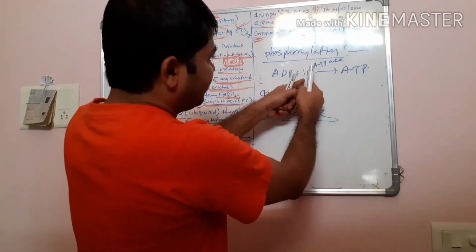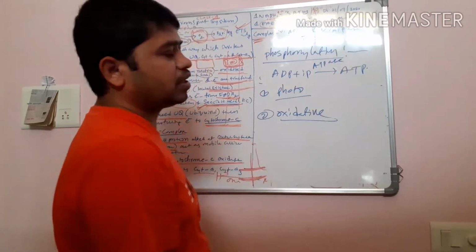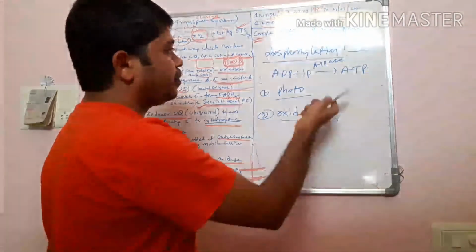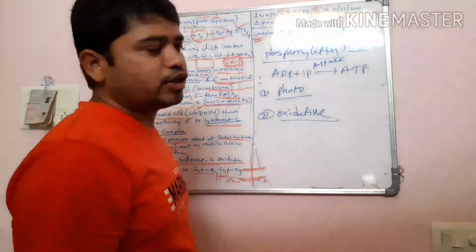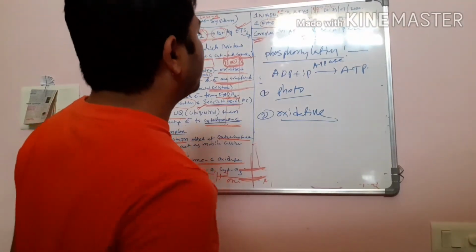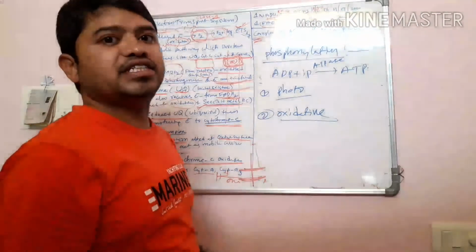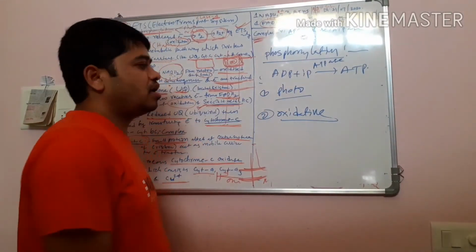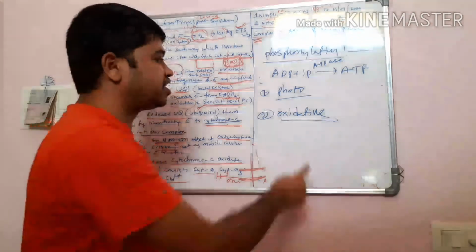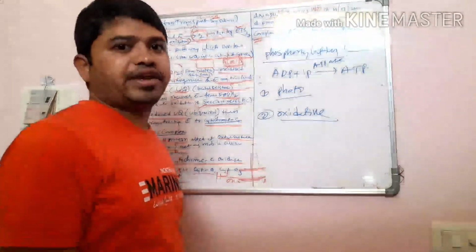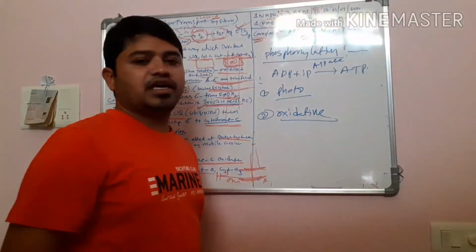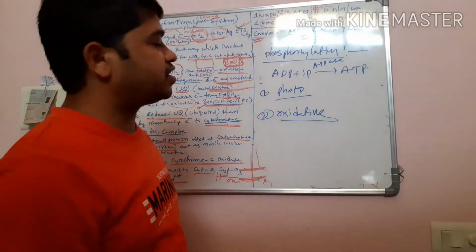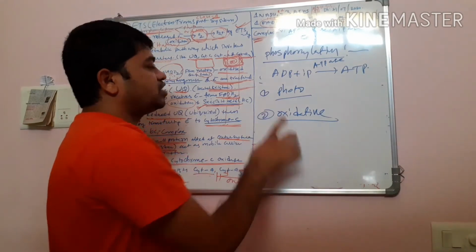Diphosphate combined with 1 phosphate is converted into what? Tri. By adding 1, it is converted into a tri. There will be a formation of a bond between 2 phosphate molecules. For that, what is needed? Energy. If that energy comes from sunlight, that is photophosphorylation. Or oxidation reactions also release energy, which is called oxidative phosphorylation.